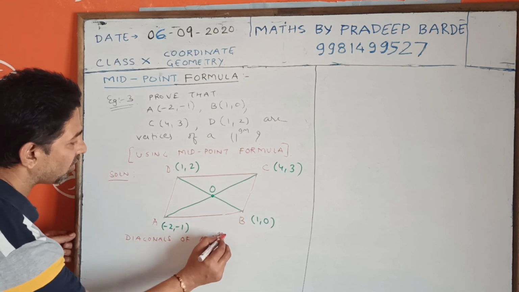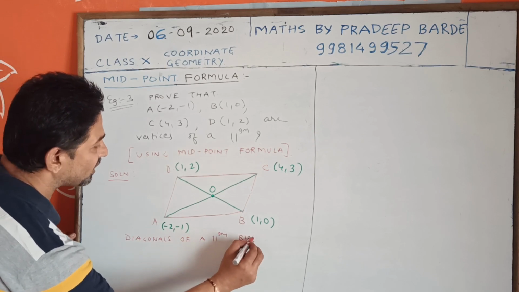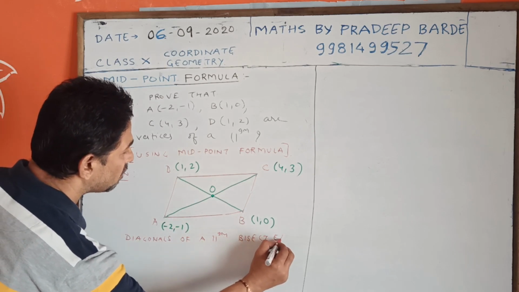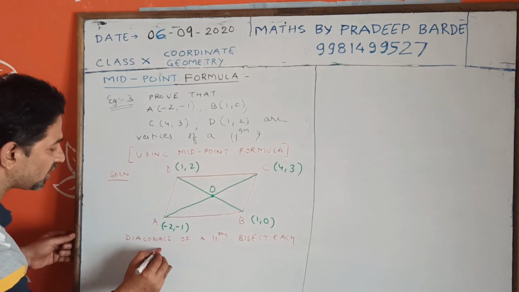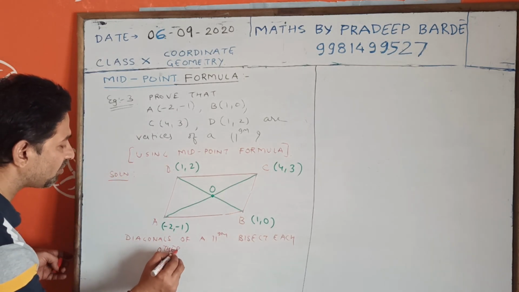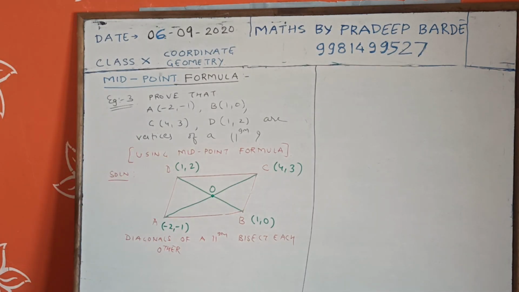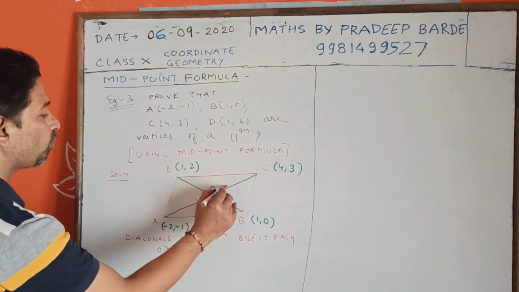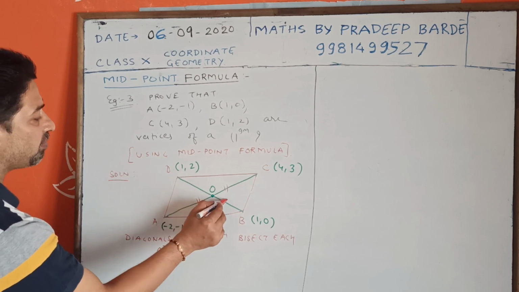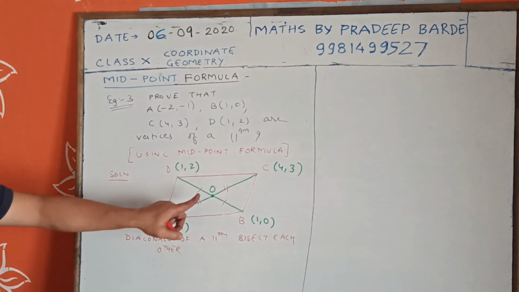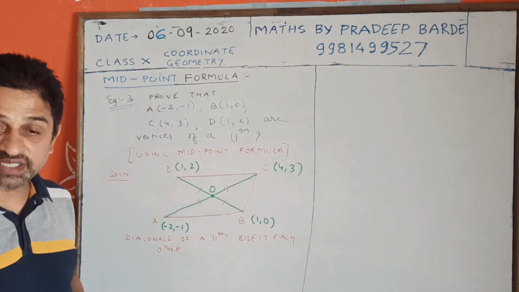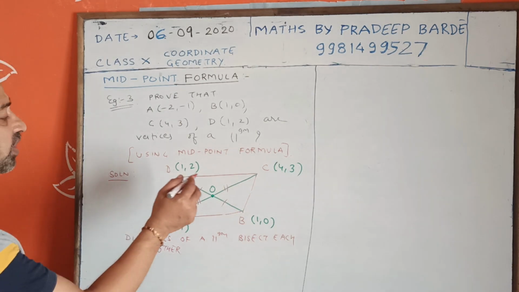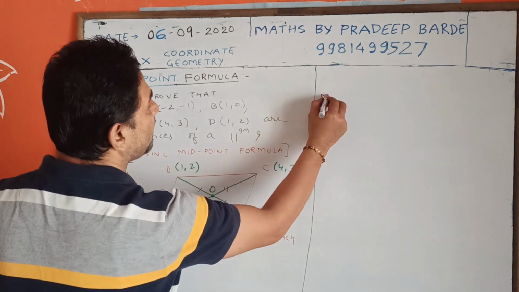Diagonals of a parallelogram bisect each other. और बच्चों जब bisect each other बोला है, इसका मतलब दोनों डायगोनल्स का मिड पॉइंट सेम होता है. देखिए AC का मिड पॉइंट है O और BD का भी मिड पॉइंट होगा O. So both the diagonals have the same midpoint. So let's find out the midpoint of AC.